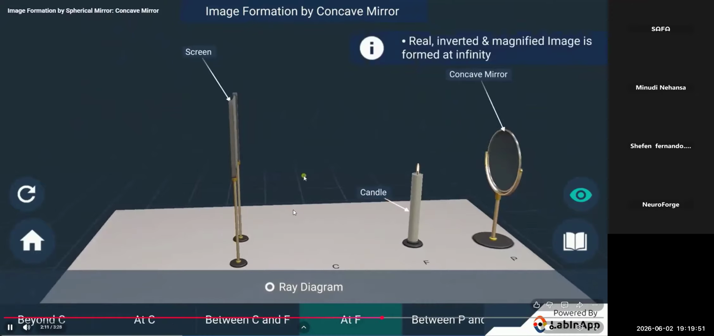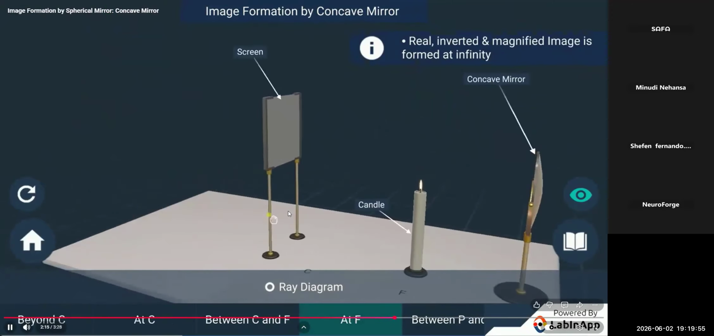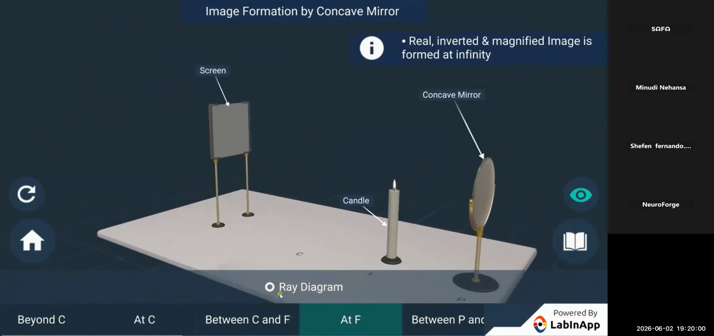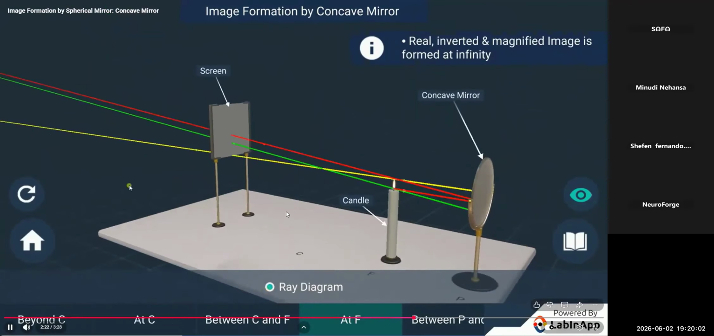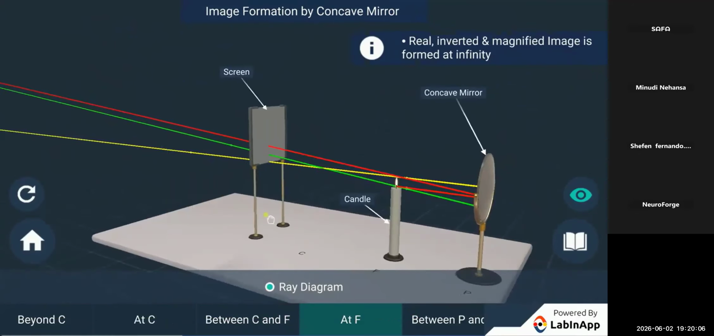We can see that an image could not be captured on the screen at a very large distance. This can be verified with the help of a ray diagram. Here, we can see that a highly enlarged image is formed at infinity.